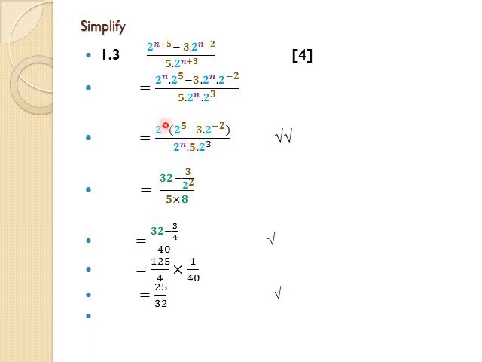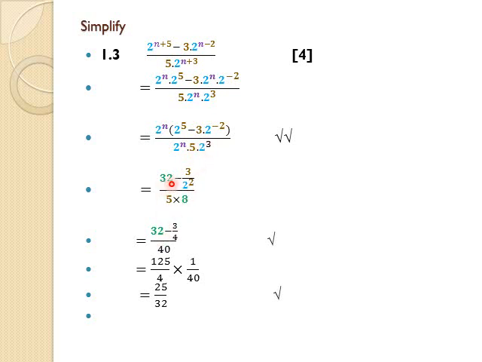My exponent with the variable will always cancel. So 2 to the power n cancels with 2 to the power n, in most of my exam questions, and now I have to simplify what's left. So 2 to the power 5 gives me 32, minus 3 times 2 to the negative 2. To make it positive, I'm going to take it to the bottom, so it becomes 2 to the power 2. The bottom I have 5 times 2 to the power 3, which is 8.